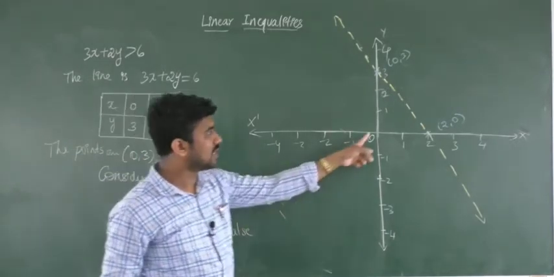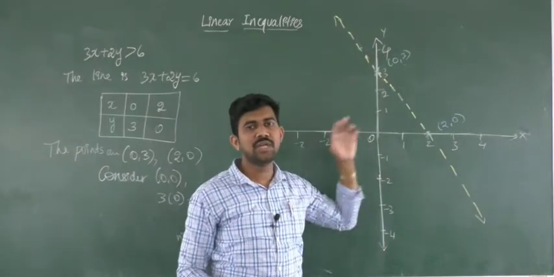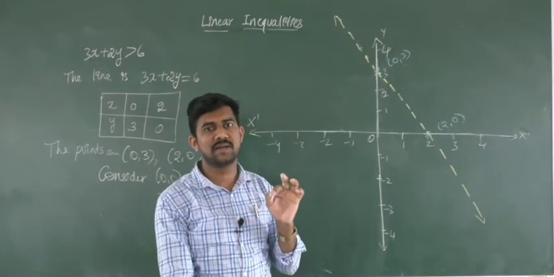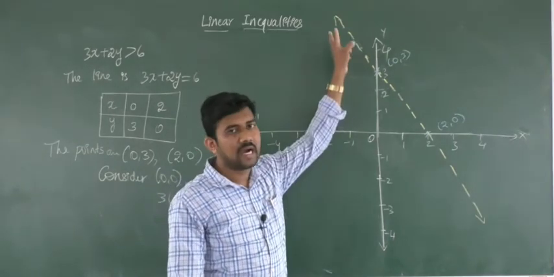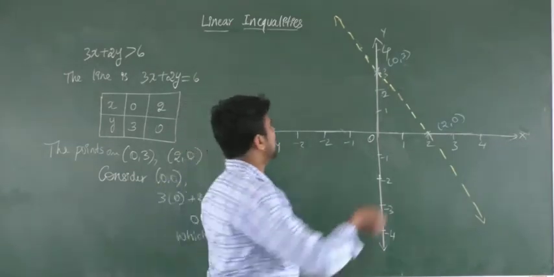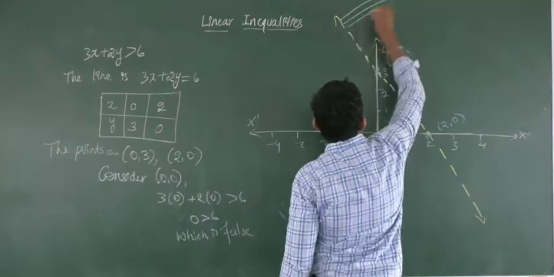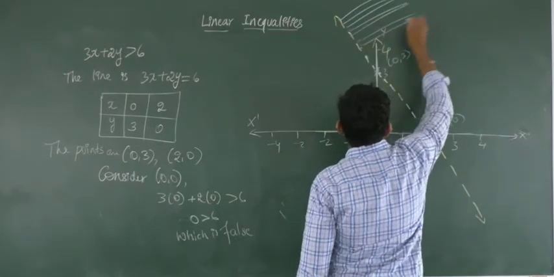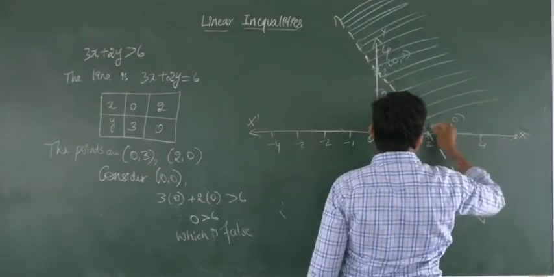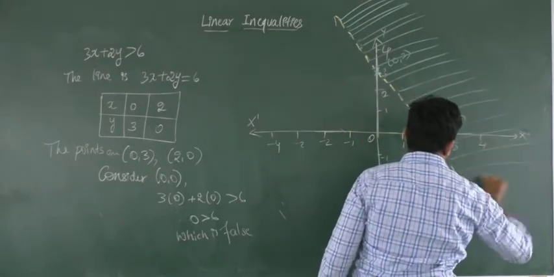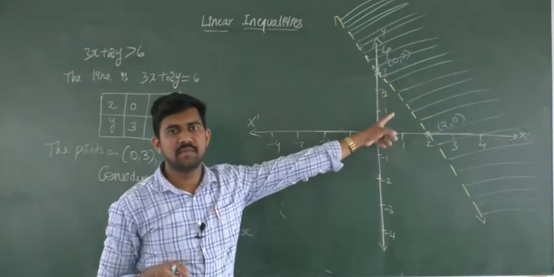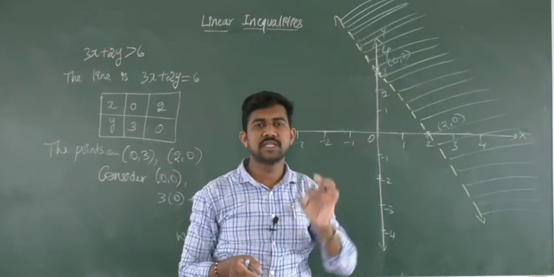So the origin lies in which half plane? Lower half plane. So the lower half plane is not the solution region here. Which is the solution region here? The upper half plane is the solution region. So we have to shade the upper half plane here. We can say the solution region is away from the origin, or the upper half plane is the solution region.